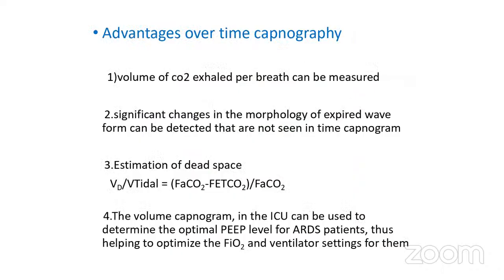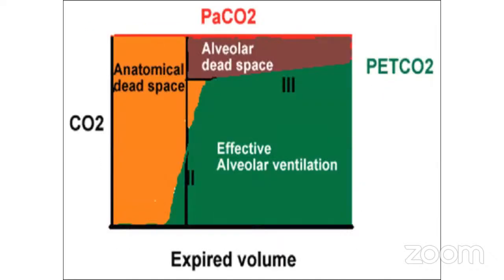Sir, the volume capnography loss. This is the calculation. In volume capnography also, she showed that if the alveolar dead space is more than 7 millimeters of mercury, then it is increasing the dead space ventilation. So she has not mentioned FeCO2 there also. There she mentioned PaCO2 only, not FeCO2.